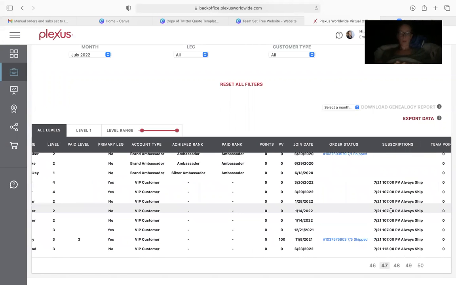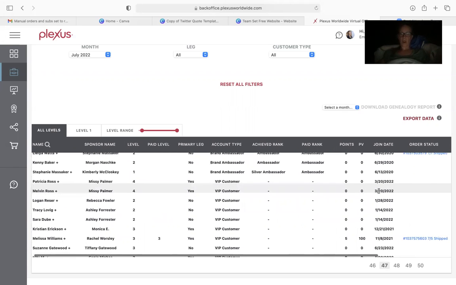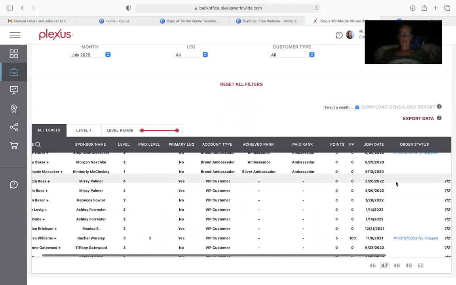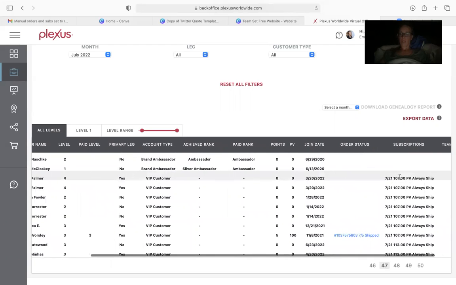So what you will do with your calculator on your phone, I like to have my phone out and do this on my computer, and I just type in like 6, okay, as I see this. And then I would go to the next one, and let's just say, okay, this is also Missy. So if we were trying to figure out Missy's points, Patricia Ross's order is going to go through tomorrow, it's this first subscription. So we can go ahead and add 6 points.